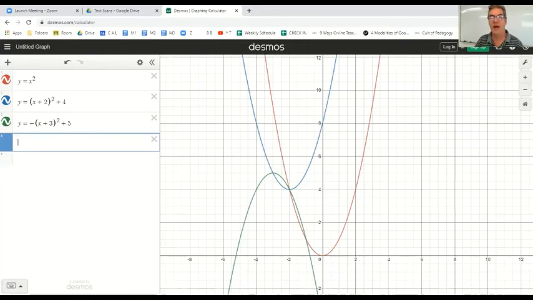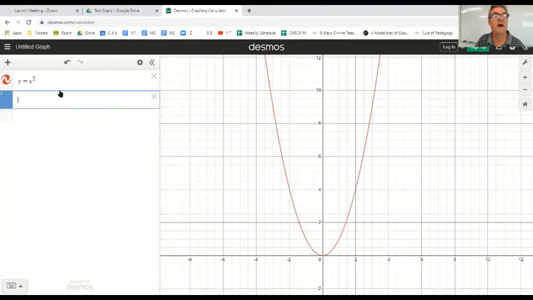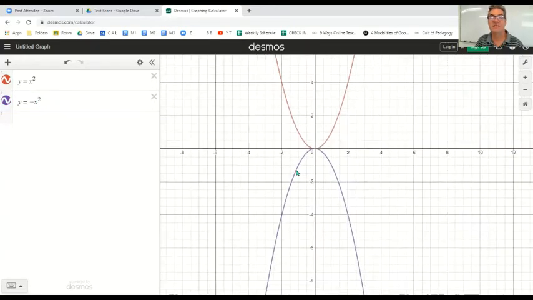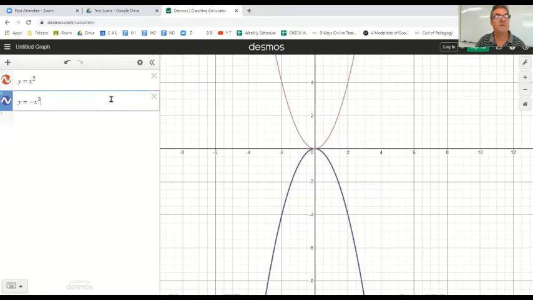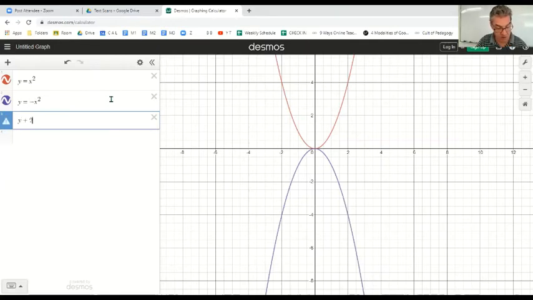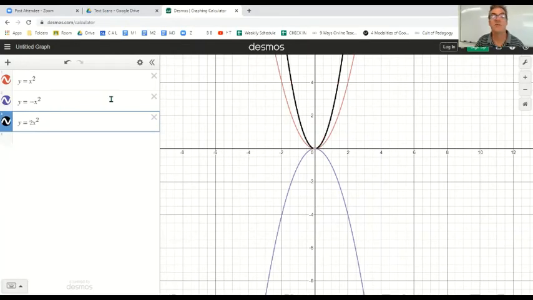So let's take a look at the a term and what it does. I'm going to close out, go back to just y equals x squared. Let's take a look at a real simple one, y equals negative x squared. Now notice how that parabola looks the same, it just opens down. Okay, let's take a look at another one. How about y equals 2x squared? Whoops, I didn't type in equals. Let's get that right. There's the equals.